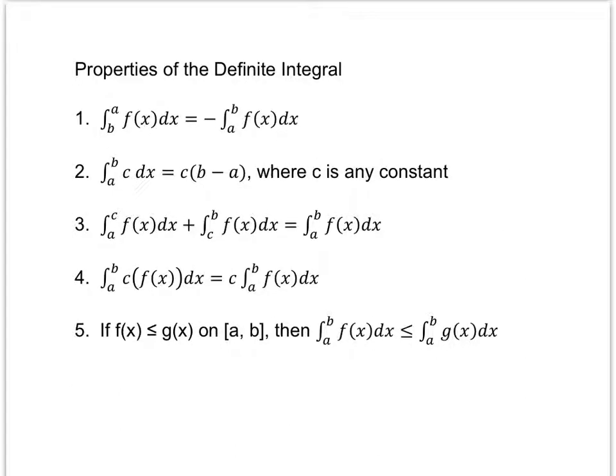Remember the properties of the definite integral? We just talked about this one: if my endpoints are reversed, I get the opposite of if they're going left to right. So for example, if I were running my integral from 5 to 3, bigger to smaller, then that's going to be the opposite of 3 to 5.